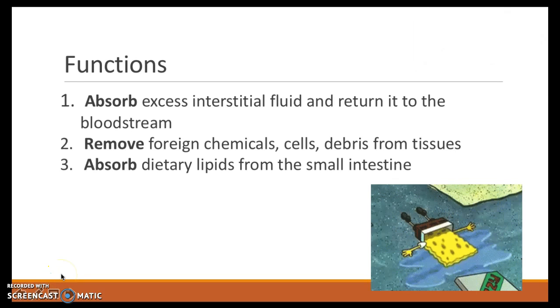The lymphatic system functions to absorb excess interstitial fluid and return it to the bloodstream, remove foreign cells, chemicals, and debris from tissues, and absorb dietary lipids from the small intestine.